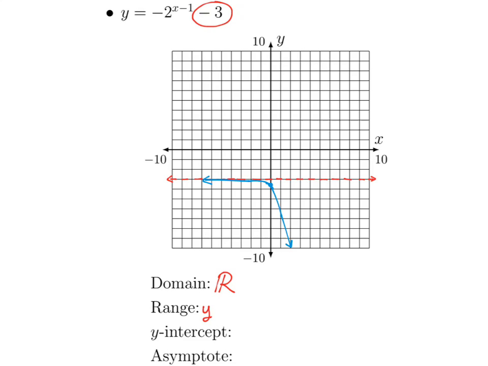There's the graph. So the domain is all real numbers. The range is y is less than -3. The y-intercept is 0, -3.5. And the asymptote is y equals -3. Those are some examples to get started with.